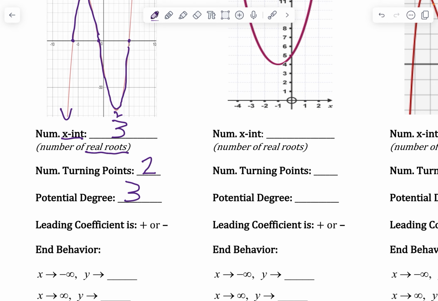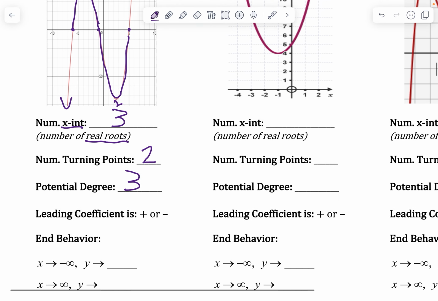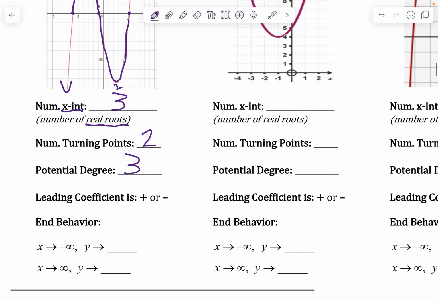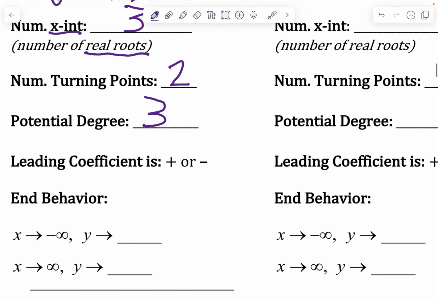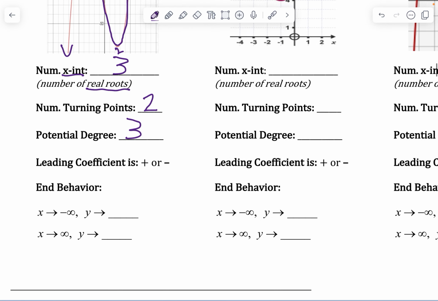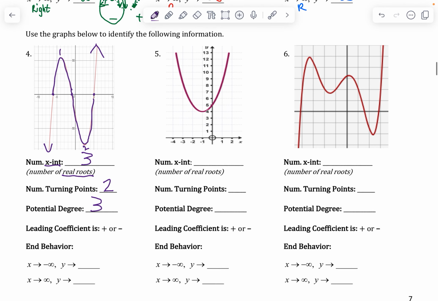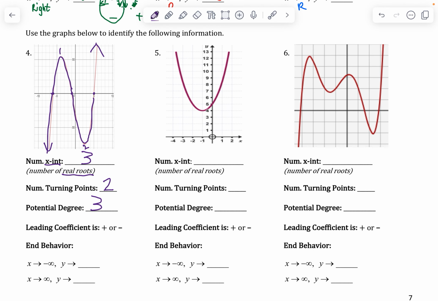Okay, now notice how that didn't match up to our real roots. That won't always happen, like in number 2, okay? But real quick, before we look at number 2, let's finish this up. So leading coefficient and then end behavior, they're kind of related, right? So look at my arrows here. Let's finish up this graph so it doesn't look as weird.